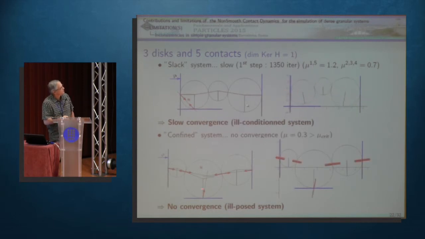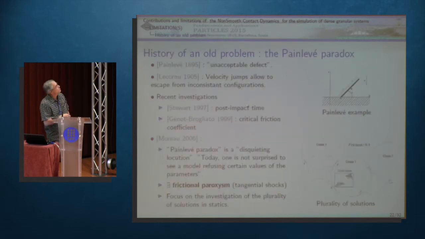But in the second situation, with the same number of disks and the same number of contacts, we have a confined system for which we have no convergence. And in this case, the null space crosses the whole system and we recover an ill-posed system. So, in fact, this situation falls within the old topic. It is the Painlevé paradox introduced in the previous century.